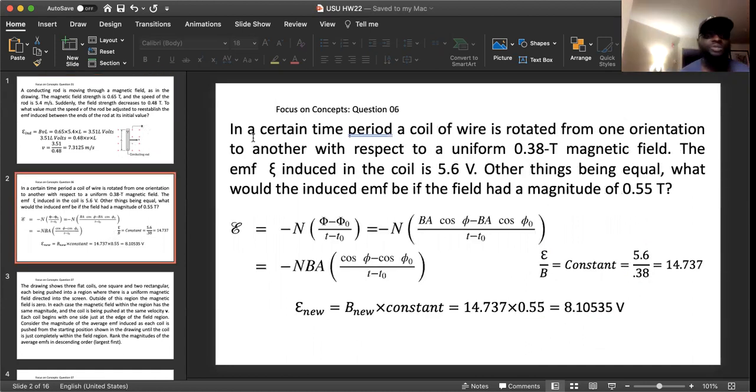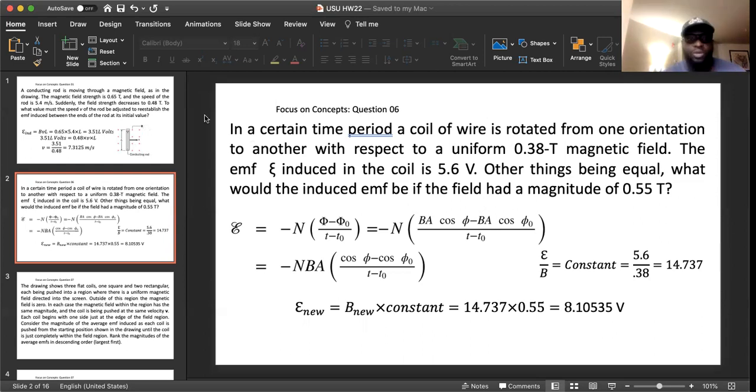Focus on concept question 06. It says, in a certain time period, a coil of wire is rotated from one orientation to another with respect to a uniform 0.38 Tesla magnetic field. The EMF induced in the coil is 5.6 volts. Other things being equal, what would the induced EMF be if the field had a magnitude of 0.55 Tesla?